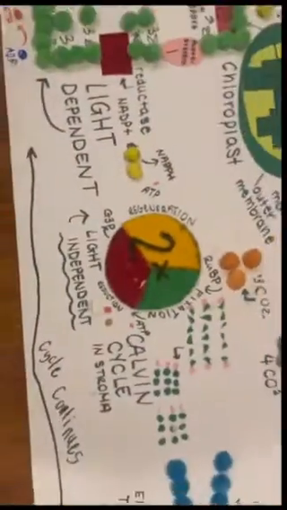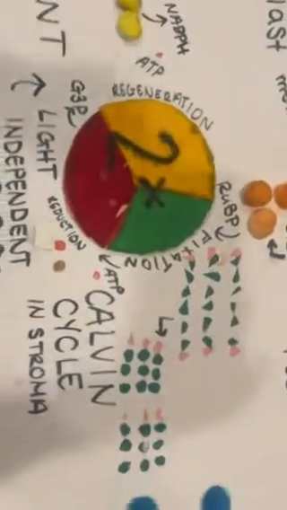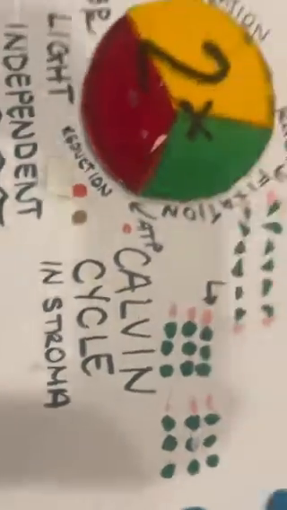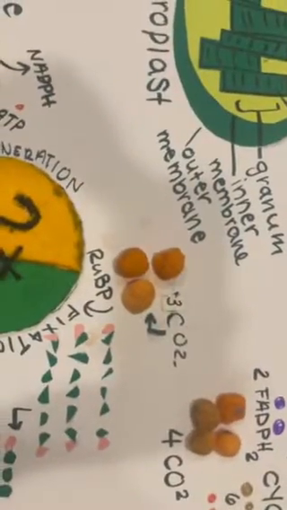This leads us to our next process, the Calvin cycle. The light-independent cycle, otherwise known as the Calvin cycle, happens when 3 carbon dioxides bond with RuBP, which makes it unstable, so it breaks.